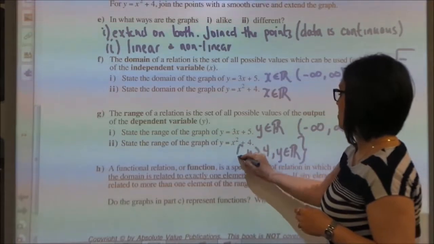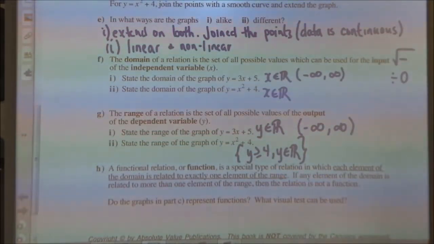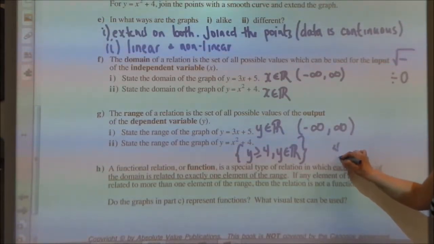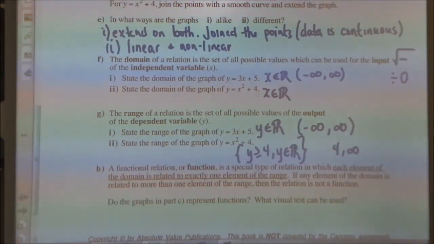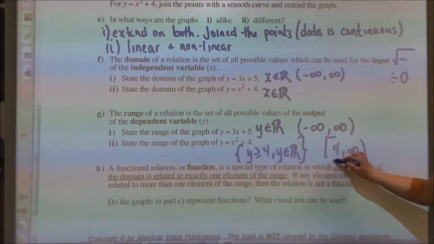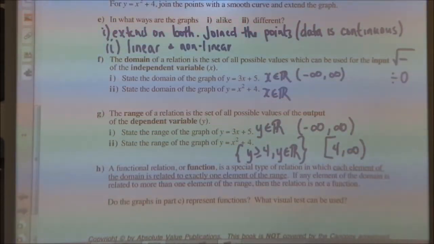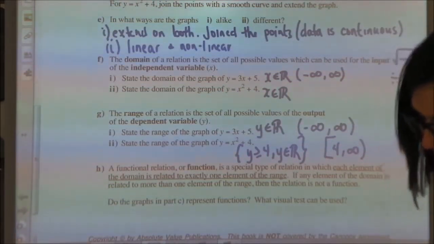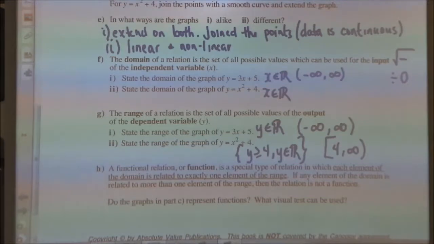And that's where I use those curved brackets. Or I can say that y starts at 4 and goes to infinity. So the bracket is curved around the infinity, and then it's square around the 4 because 4 is part of the graph. Okay.